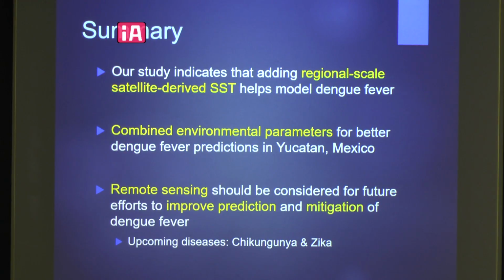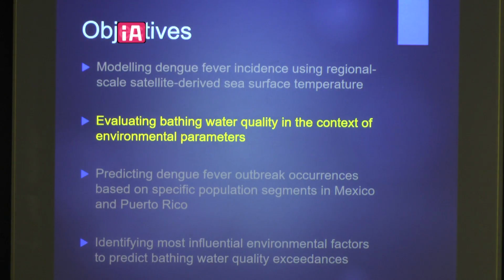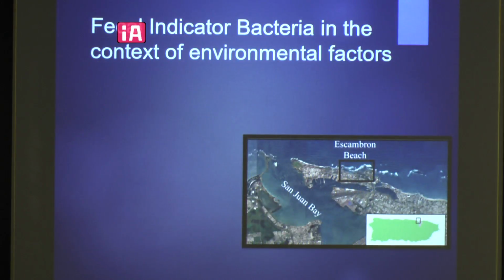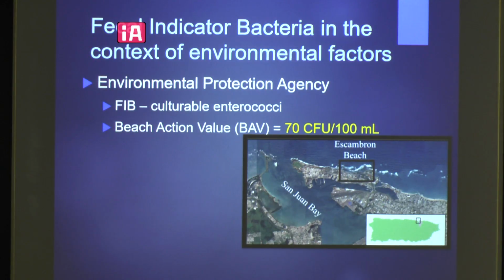For the second objective of my dissertation, I looked into evaluating bathing water quality in the context of specific environmental parameters. For the purpose of this study, I looked at Escambron Beach, located in the municipality of San Juan, Puerto Rico. Looking back to the EPA and those specific indicators, fecal indicator bacteria are used to identify fecal pollution, and these are cultural enterococci.